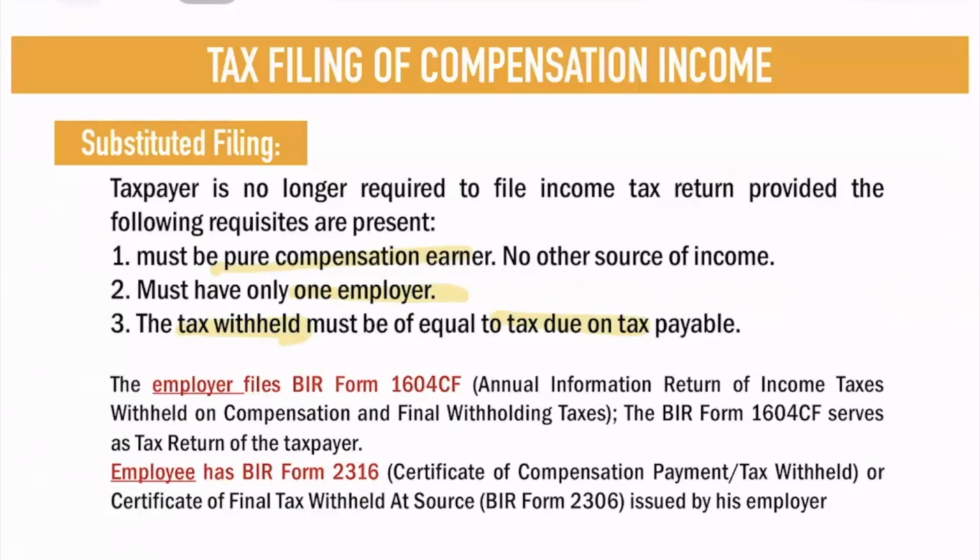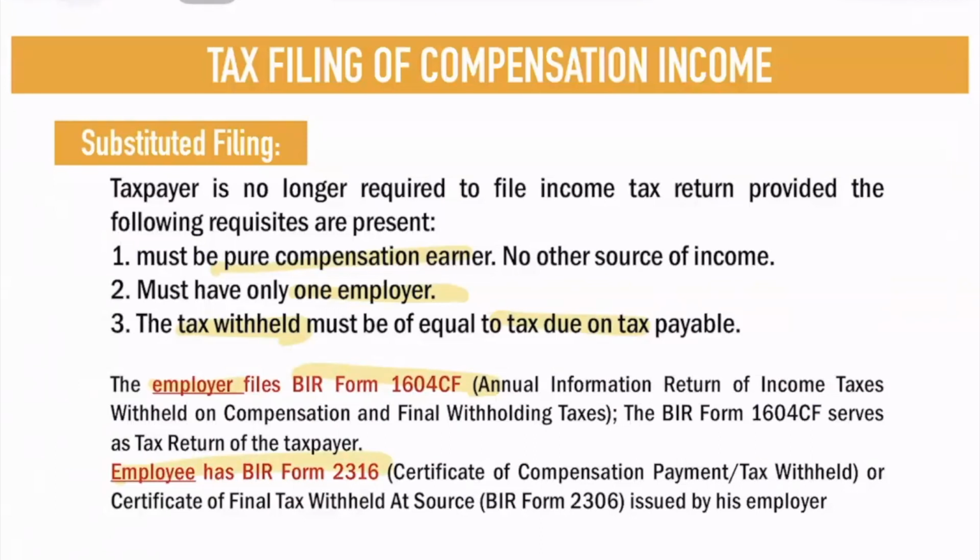Now, let's look into the filing of compensation income. Employer files BIR Form 1604CF, which is the annual information return for income tax withheld, while the employee will be given 2316 or 2306. 2316 for compensation payment on tax withheld, or if it is final tax withheld at source, 2306. Okay, that's how we tax your compensation income.